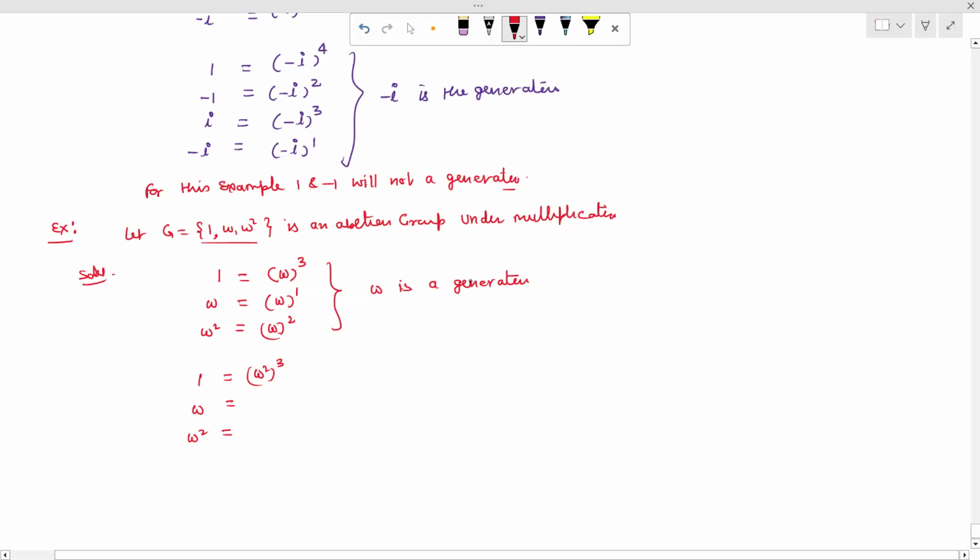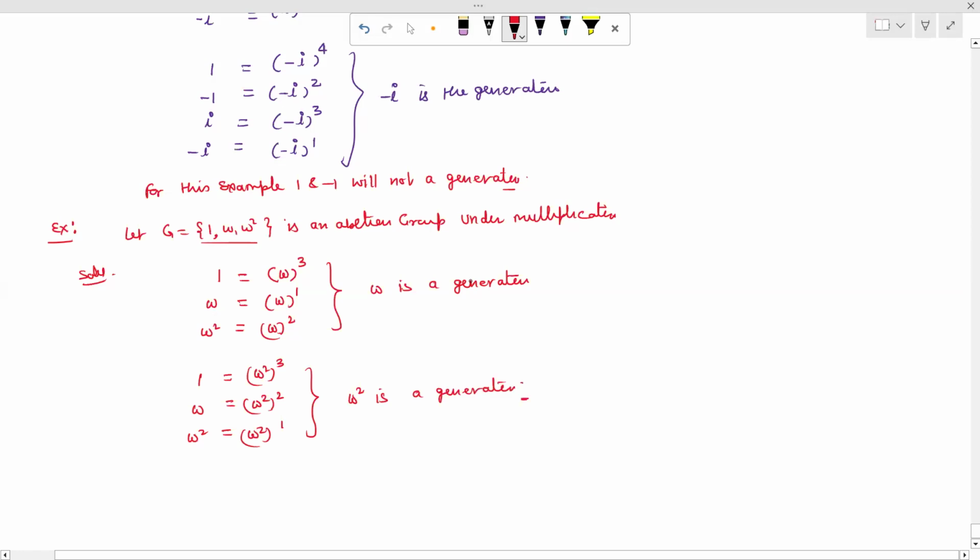So 1 into 1 equals 1. Now omega square raised to the power 2: omega cube into 1 into omega gives us omega, and omega square raised to the power 1 is omega square. So here we see that omega square is a generator.